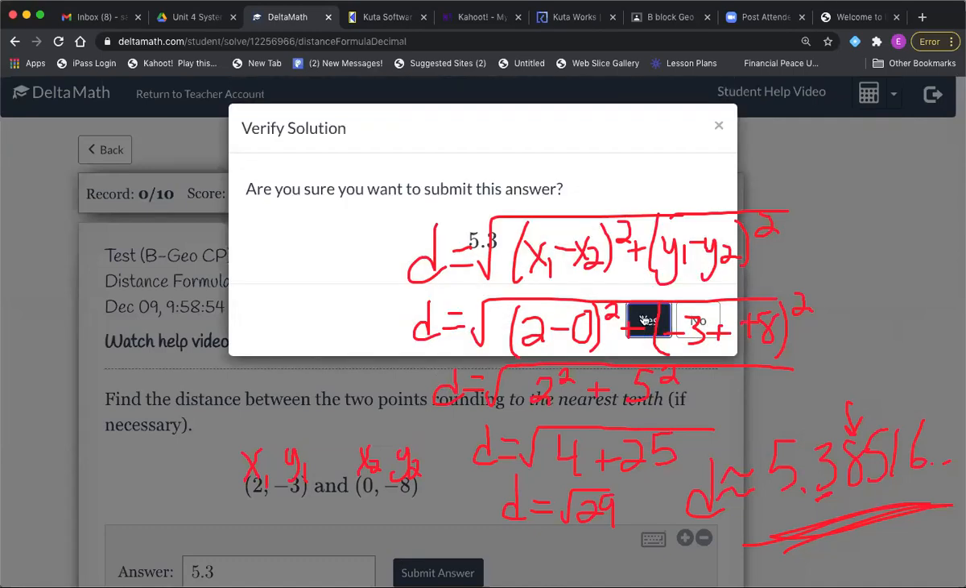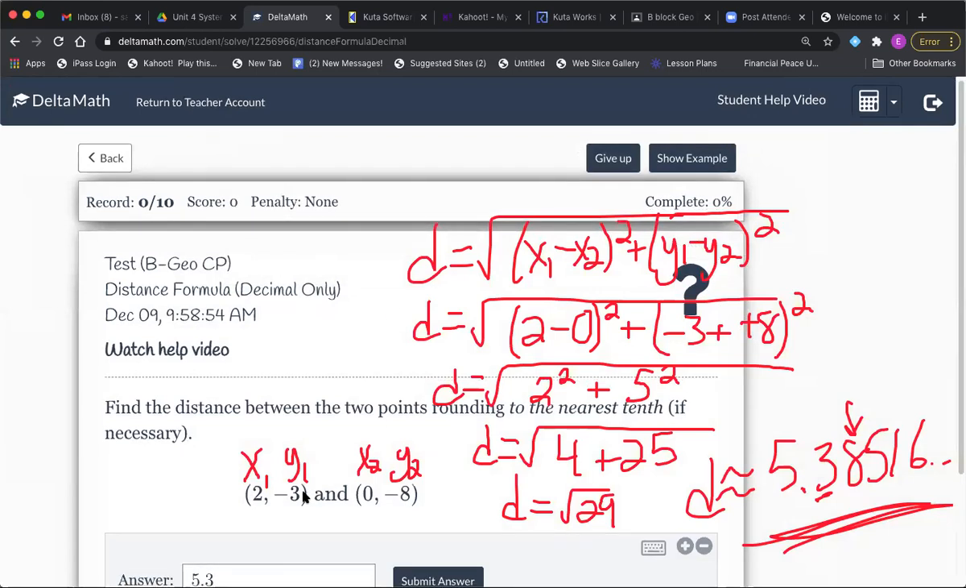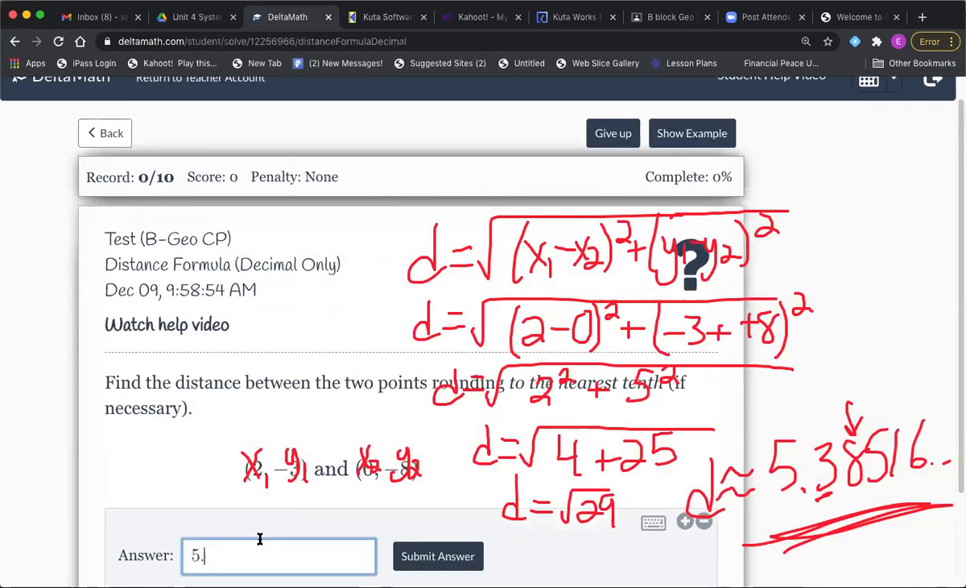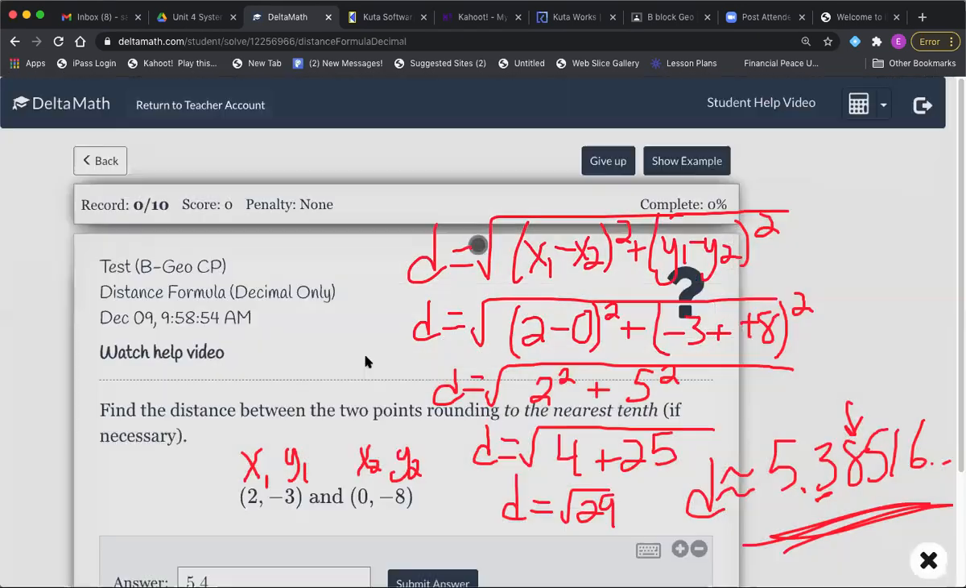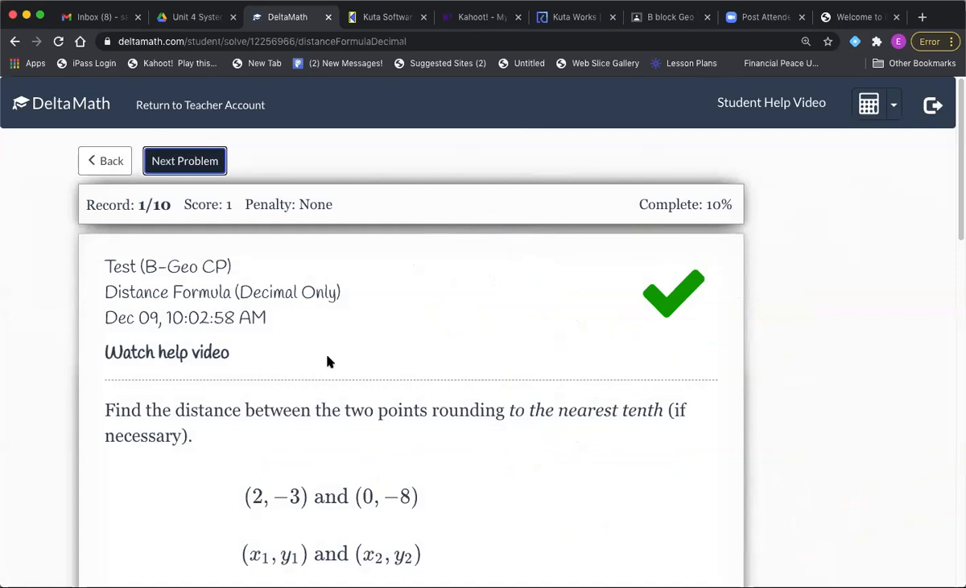yes, I'm sure, even though I know it's wrong. See? So you have to be careful. This should have been 5.4. And now let's see if it takes it. Yes. Okay, so that's pretty much it for the homework. I think, yeah, I have you required to do 10. So even if you get one wrong, that's okay. It's just going to give you another one. All right, so at this time, let's go ahead and stop this video.